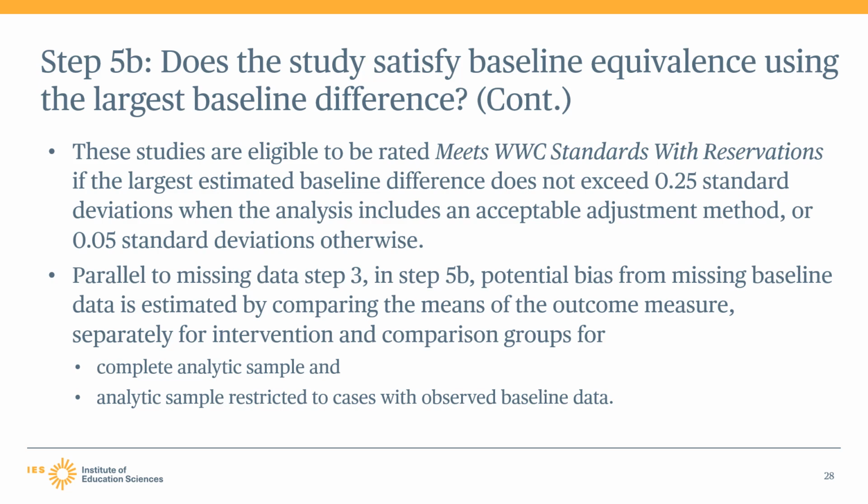But instead of comparing means of the baseline measure, the WWC compares means of the outcome measure separately for the intervention and comparison groups and for two samples. First, the entire analytic sample, and second, the analytic sample restricted to cases with observed baseline data. Again, a larger absolute difference in these means within a group indicates that the data may be missing in a way that is related to unmeasured sample characteristics, and the measured impact of the intervention may be biased.